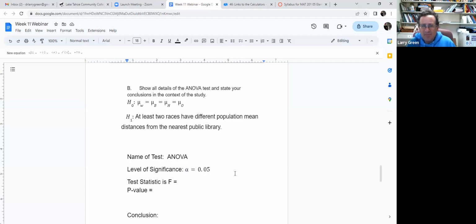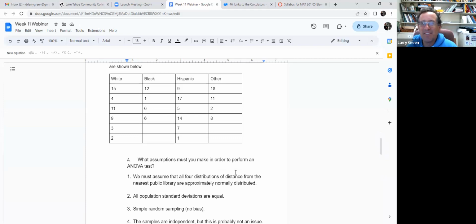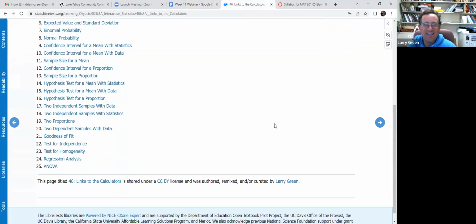Okay, test statistic and p-value. How do you think we're going to get those? Yep, calculator. Okay, by the way, I promise you, you do not want to do this by hand. It is not fun at all. And here's the good news. What calculator number are we going to go to?